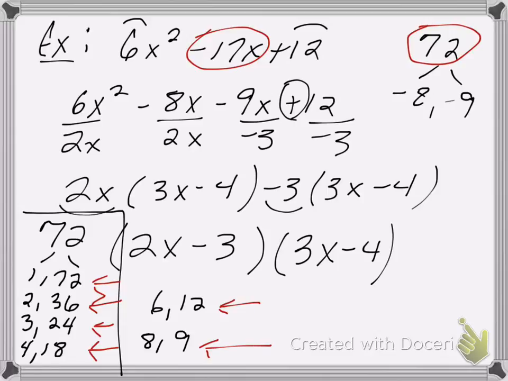Alright, so just start with 1. 72 divided by 1 is 72. 72 divided by 2 is 36. 72 divided by 3 is 24. 72 divided by 4 is 18. You notice I didn't do 5, because if you do 72 divided by 5 on your calculator, you get a decimal, so we don't do 5. 72 divided by 6 is 12. 72 divided by 7 is a decimal, so don't use 7. 72 divided by 8 is 9.